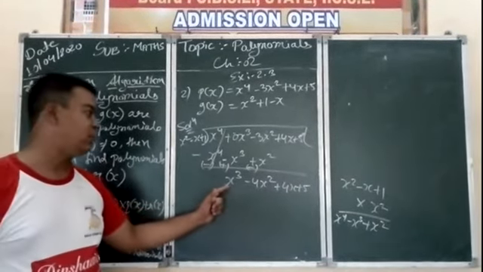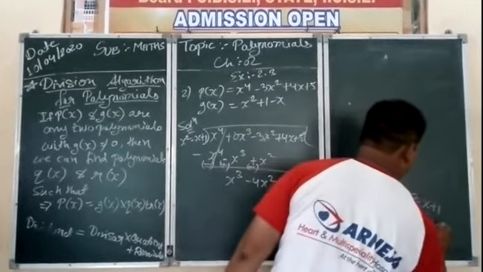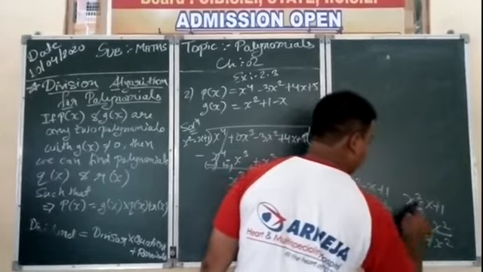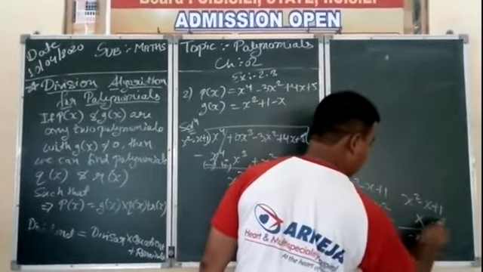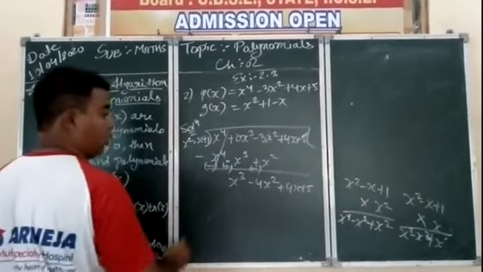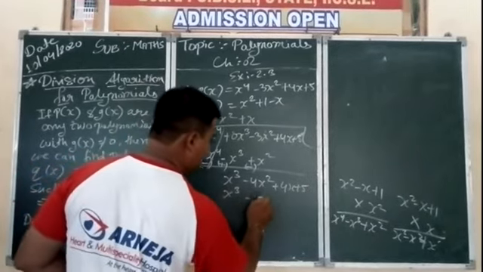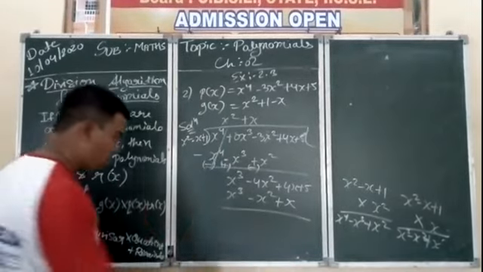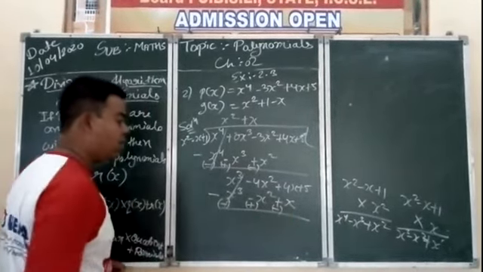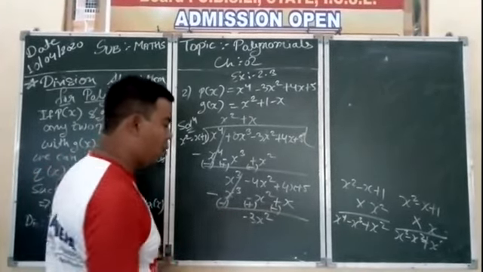Now the first term is s cube. So we multiply s square minus x plus 1 by s, which gives s cube minus s square plus s. The signs change, so the terms cancel: minus 4 plus 1 gives minus 3s square, and 4x minus 1x gives plus 3x.